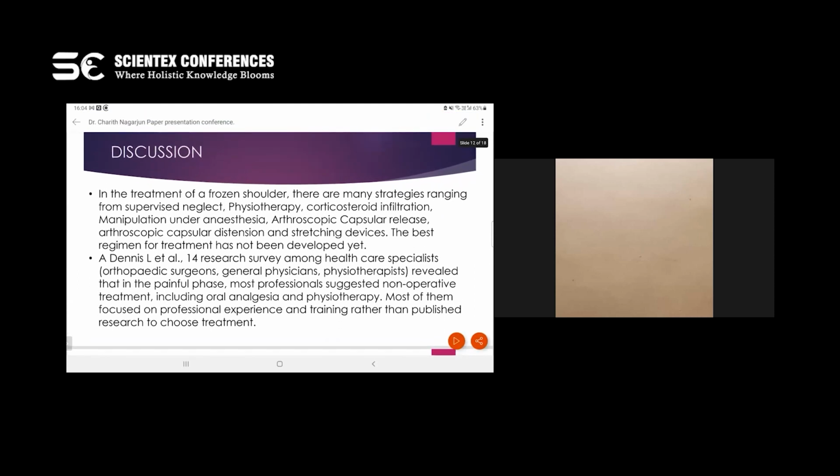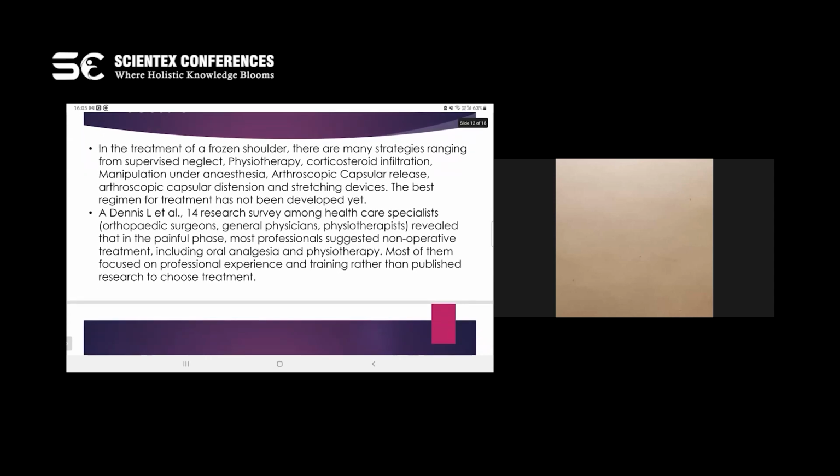So what he had done is he had conducted a survey among the healthcare specialists, and he found out that, rather than following the research, experience and training, they followed their own gut feeling whether to choose non-operative treatment or operative treatment for their patients.